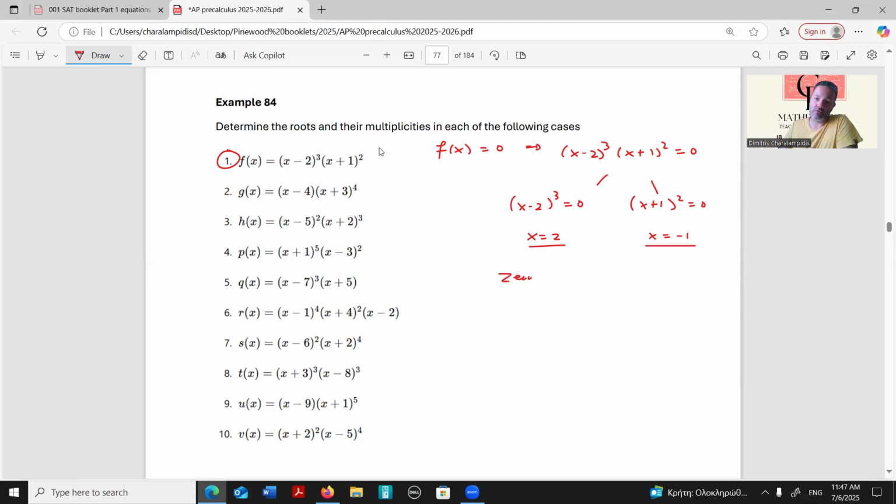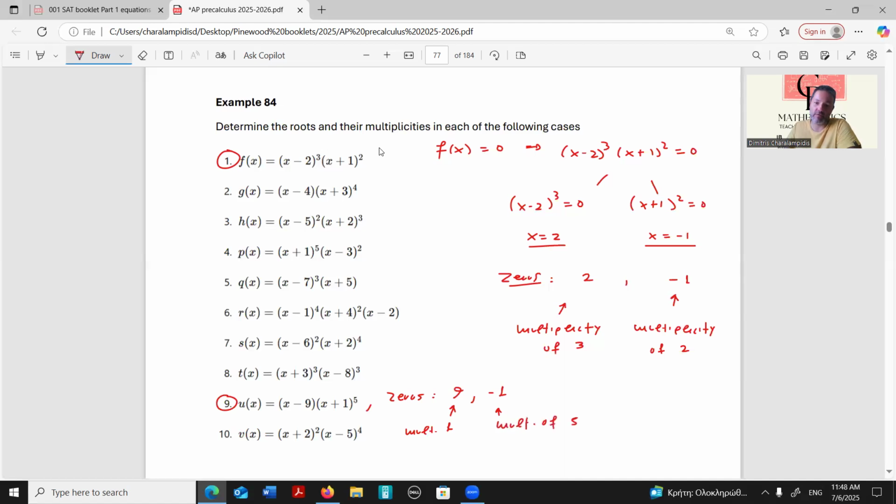So the zeros are indeed 2 and -1, but the zero 2 appears 3 times. This has a multiplicity of 3, and the negative 1 appears twice. This has a multiplicity of 2. Similarly, in the second case, the zeros, for instance, are 9 and negative 1. 9 has a multiplicity of 1, and negative 1 has a multiplicity of 5.